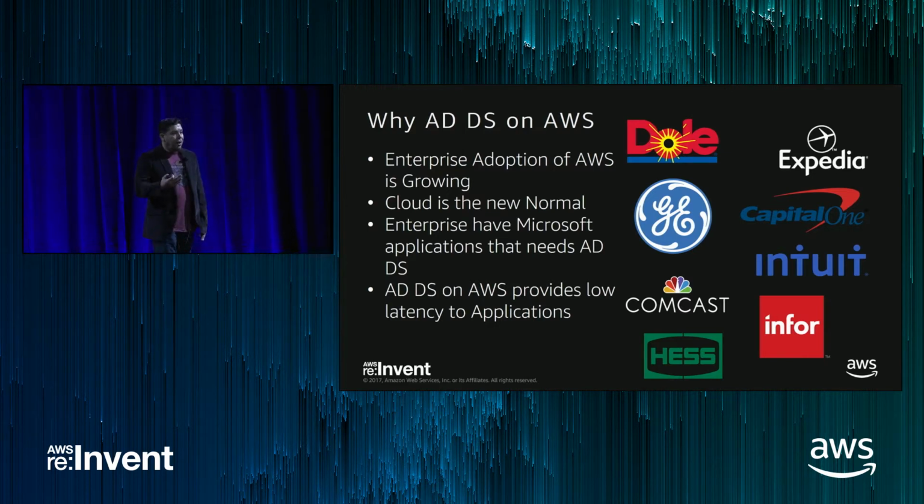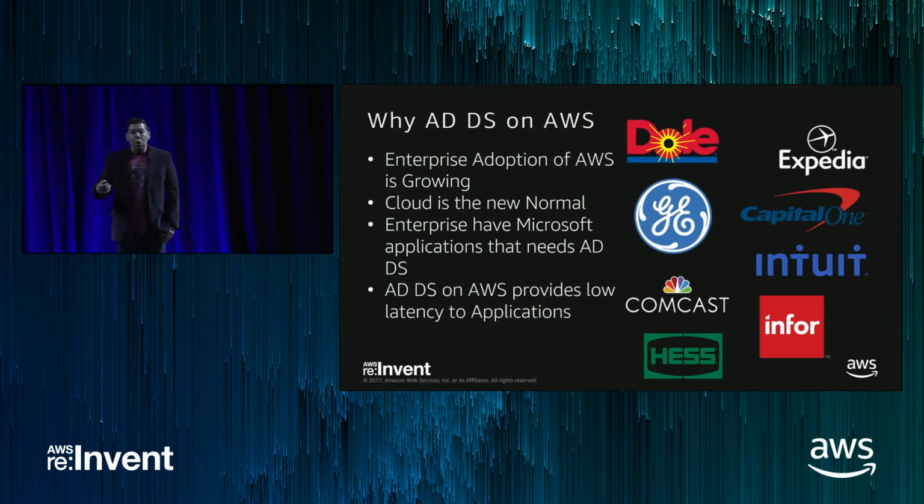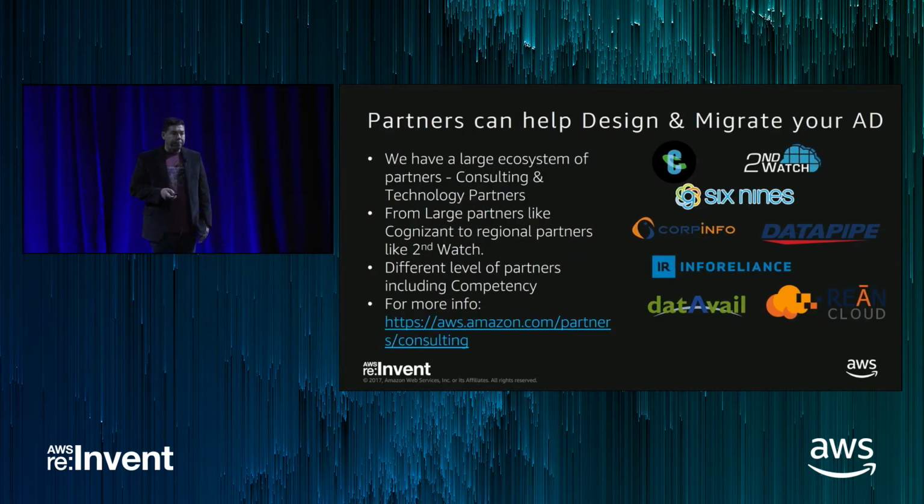Now, as you know, the cloud is the new normal. So enterprises of all sizes are migrating their Windows workloads to AWS. And as they migrate those workloads, they also have to provide the infrastructure required to support it, including ADDS. And we have many enterprise customers that are doing this today, and therefore providing low latency access to their applications for authentication services.